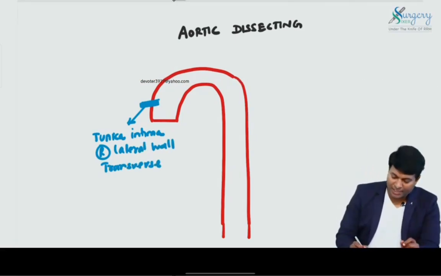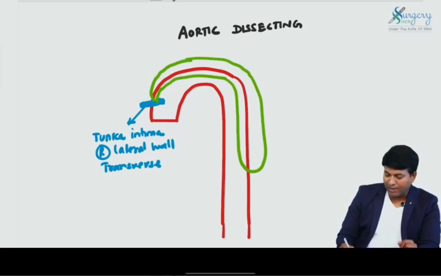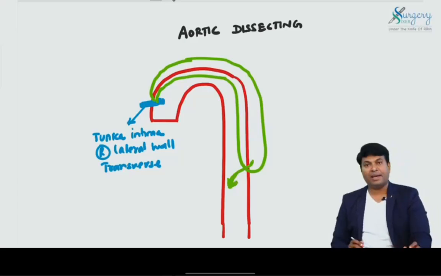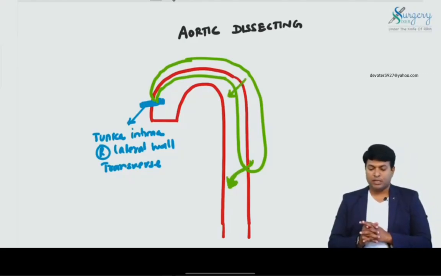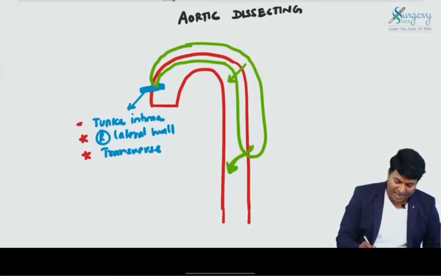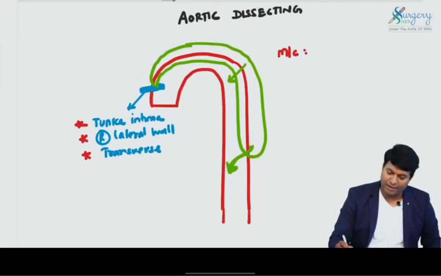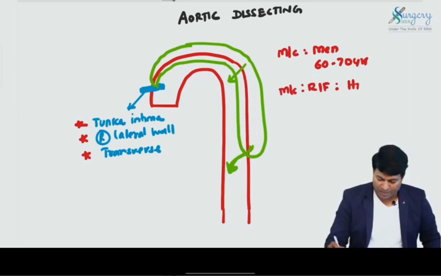So the dissection starts here like this, and immediately you can see the blood will track in between the layers, and it will flow like this. Either it will reopen somewhere into the artery, or if it is not reopening, it will compress the vessel, and it can cause multiple other problems. So please don't forget aortic dissecting aneurysms. The dissection most commonly starts from the right lateral wall. It is a transverse tear of the tunica intima. It is most commonly seen in men at the age of 60 to 70 years. The most common risk factor is hypertension. So please remember, hypertension is the most common risk factor.